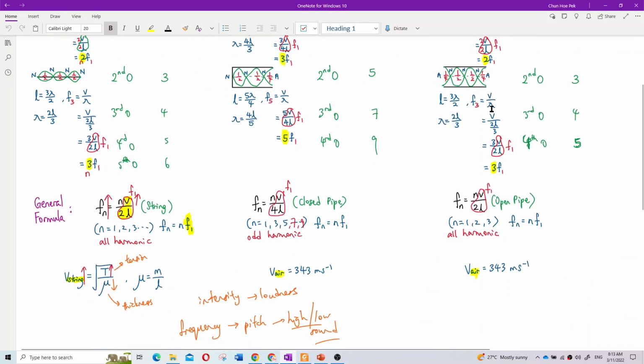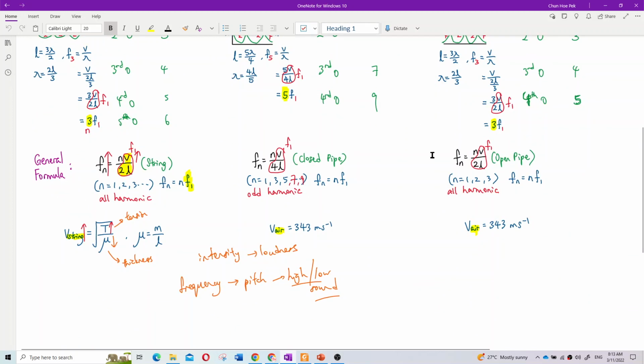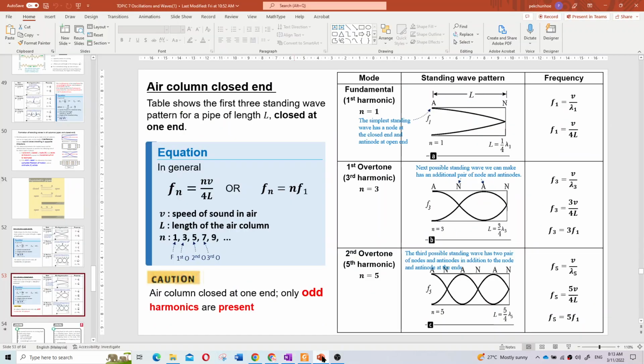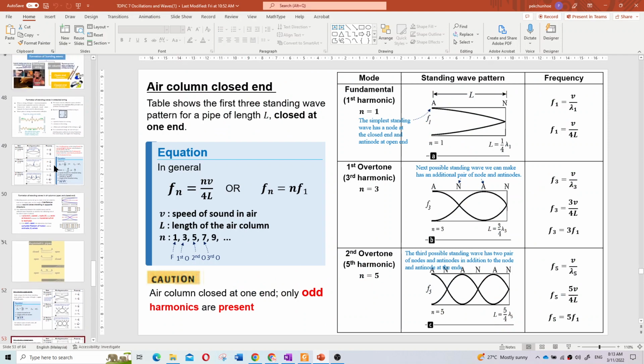And then you also have the general formula for the string, the closed pipe, and the open pipe. And then talking about the velocity of the wave. For the string, you have its own formula, and the velocity of sound in air is 343. We will discuss this later on, but first we look at the notes, the concept of it.